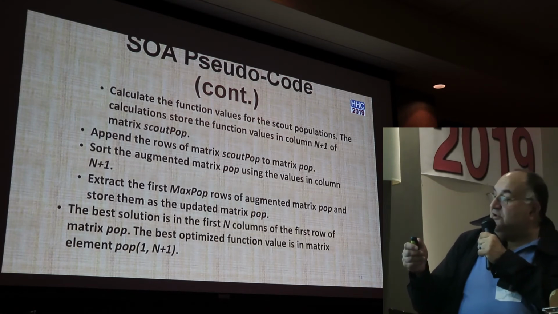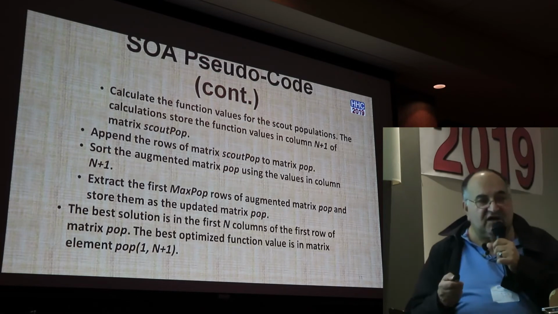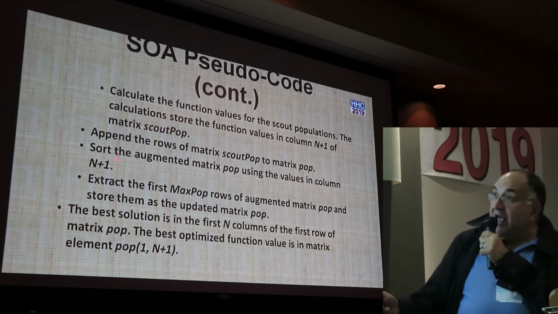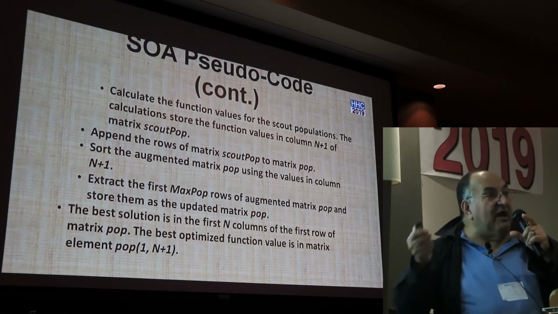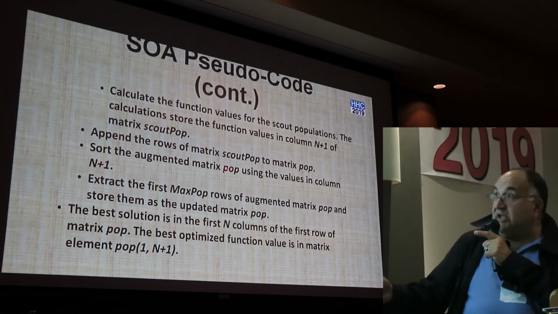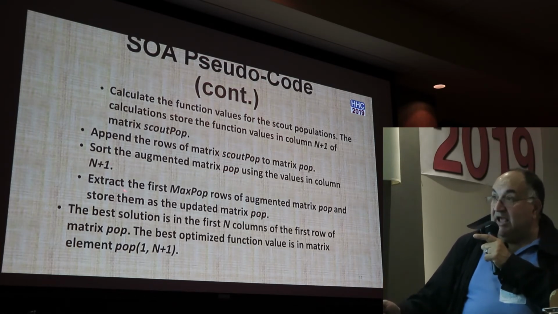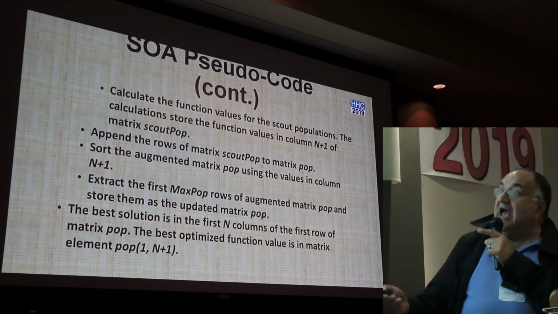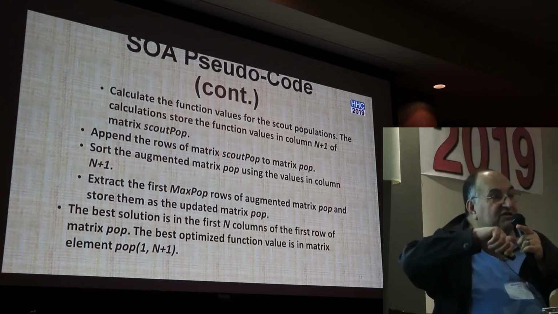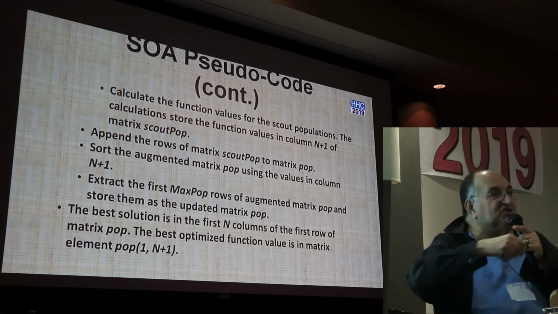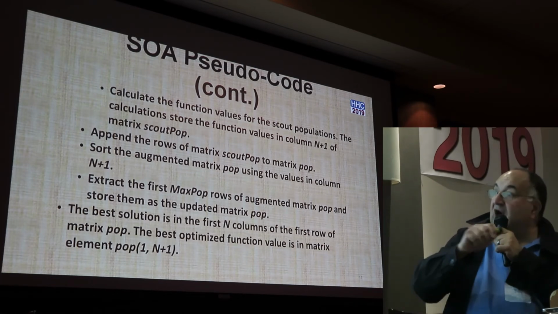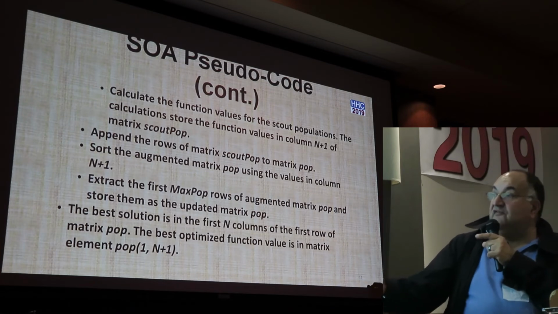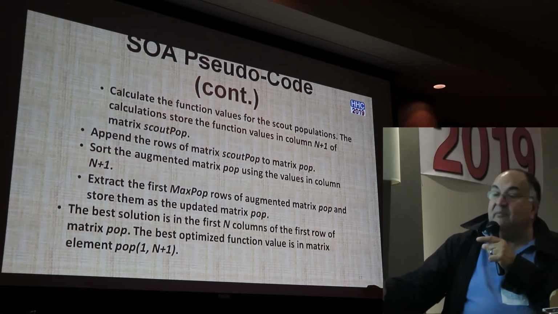And then I calculate the function values for the scout population, and these are stored in column n+1. And then I append the rows of matrix scout pop with matrix pop. So I now have an augmented matrix. And I sort the augmented matrix pop using the values in column n+1. And then I extract the first max pop rows of the augmented matrix pop and store it back in matrix pop. So the second half is basically discarded automatically by this operation. And the best solution is in the first n columns of the first row. And the best optimized function value is in matrix element pop 1, comma, n+1.